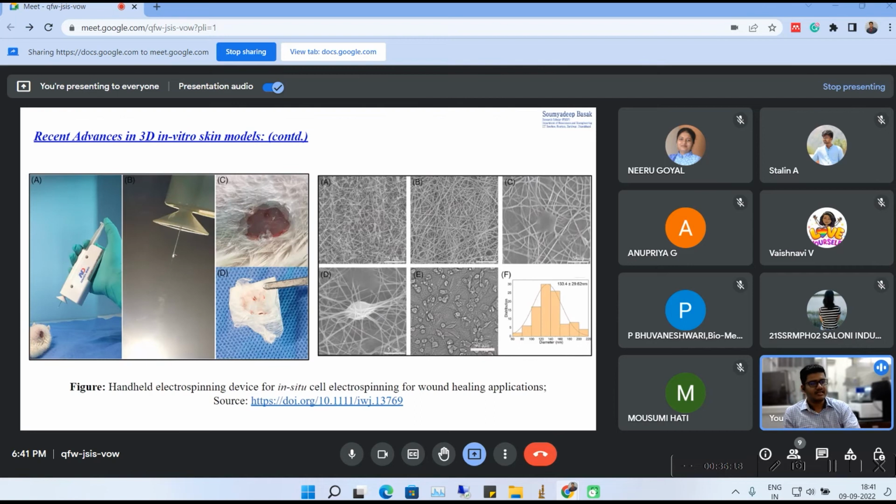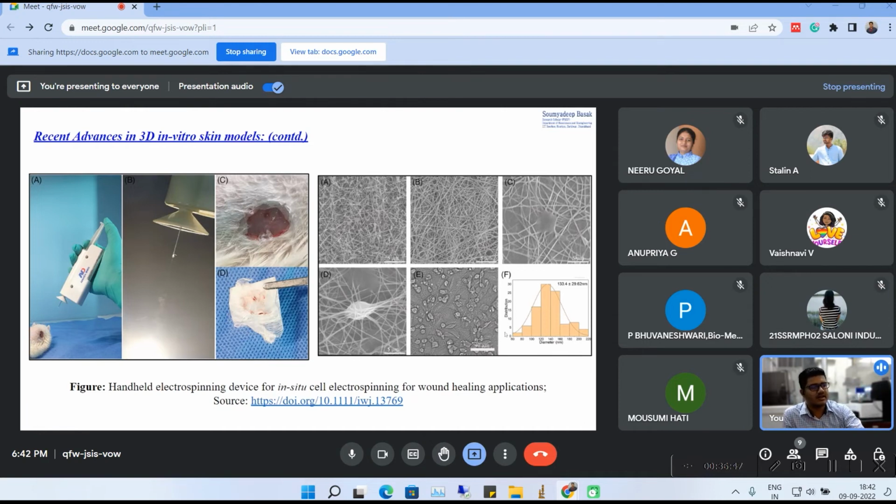Another thing we have studied is electrospinning. Handheld electrospinning has also been studied very recently, where they have used it for in situ assembly. They have a polymer solution with cells, and the whole thing is electrospun onto the site using a handheld device. The principle is the same. The potential difference is created, but it contains the cells also.